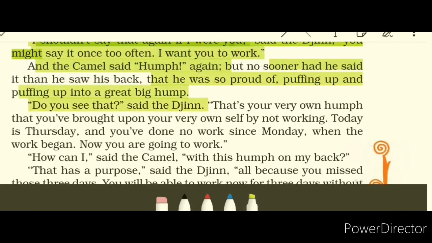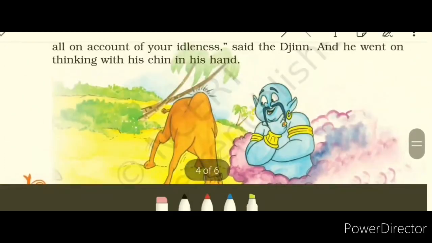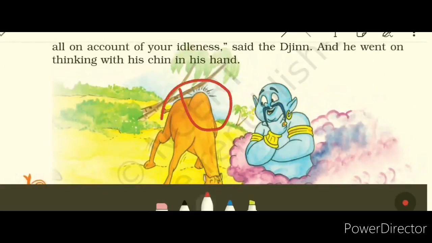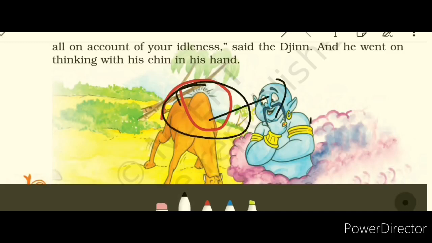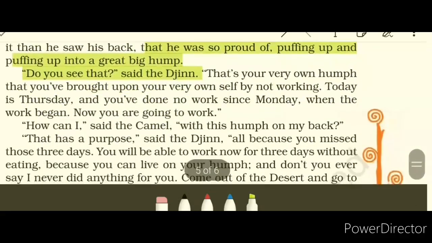So here is the trick. As he said humph again, earlier his back was plain, isn't it, class? Now as he said humph again, the jinn bestowed on him, or gifted him, this huge big hump. H-U-M-P. Now let's move on. Let's find out how the camel reacts.